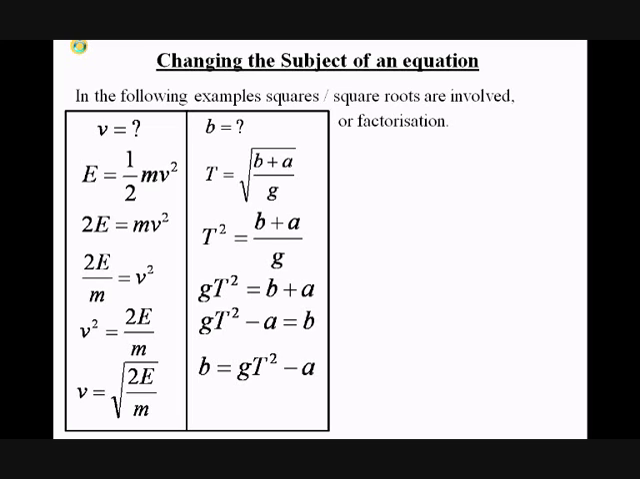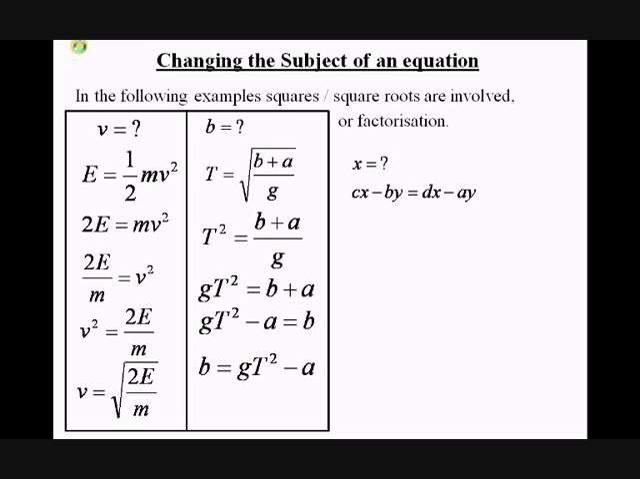Next one involves factorisation. In this equation, I want to find x. If you look carefully, you'll see that I've got x on both sides of the equation. So what I need to do first is to collect all the x's together and then rearrange to find x equals. So let's have a look at how we do this.